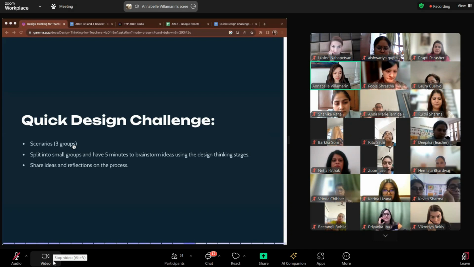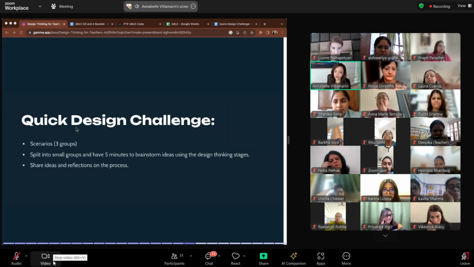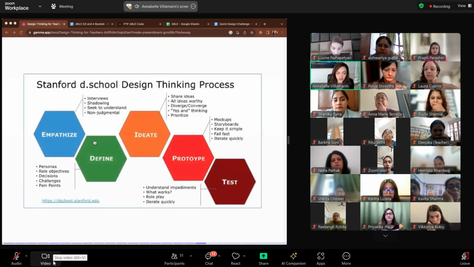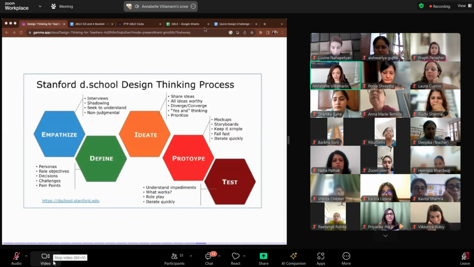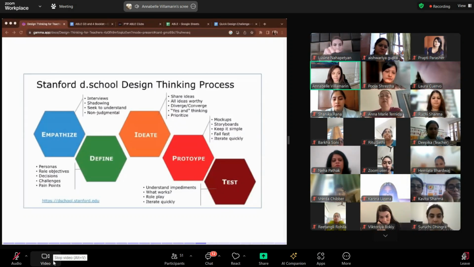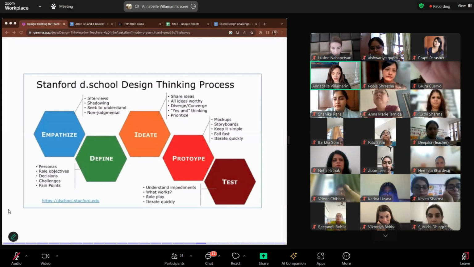You will be given only 5 minutes to brainstorm using the design thinking stages. Think about your students, your parents, whoever it is for, because the scenario will be very specific to a specific group of people. I just want to share this with you. You can take a screenshot of it. This is the design thinking process, strategies you can have for every stage. Meanwhile, I will start putting you in groups.